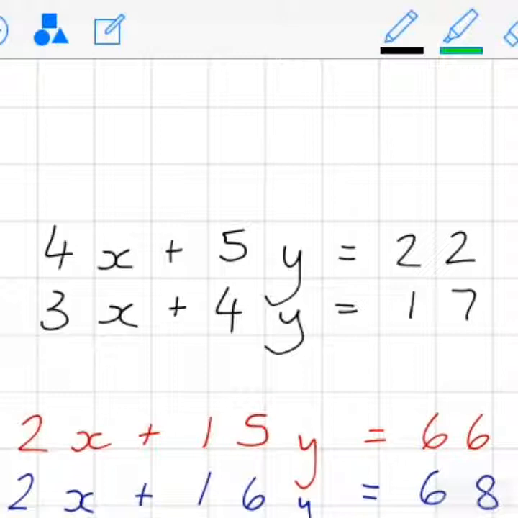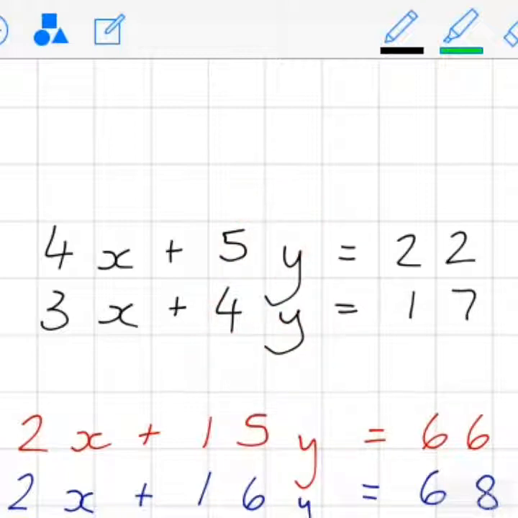Now I knew I couldn't solve this at the time because my x coefficients were different and so were my y coefficients. So I had to choose whether to get the x coefficients or the y coefficients the same. I decided to choose the x coefficients because these numbers here are slightly smaller than these numbers here.